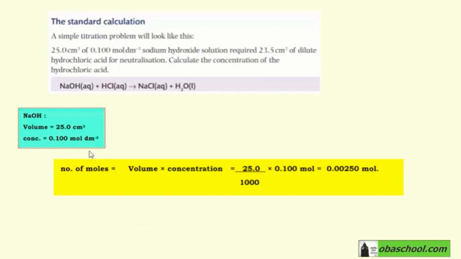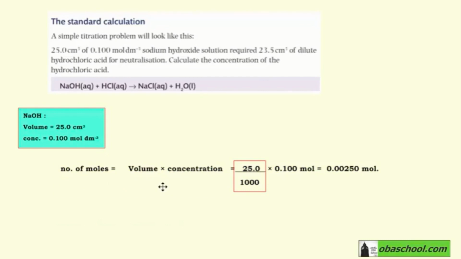The volume is 25 cm³ and the concentration is 0.100 mol/dm³. I want the volume in dm³, so I will divide this volume by 1000, since when I want to convert from cm³ to dm³, I divide by 1000. So I put 25 divided by 1000 multiplied by the concentration, which equals 0.00250 moles, the number of moles of sodium hydroxide. This is the first step.